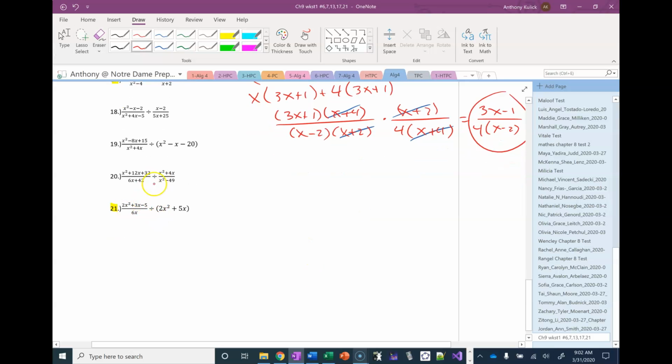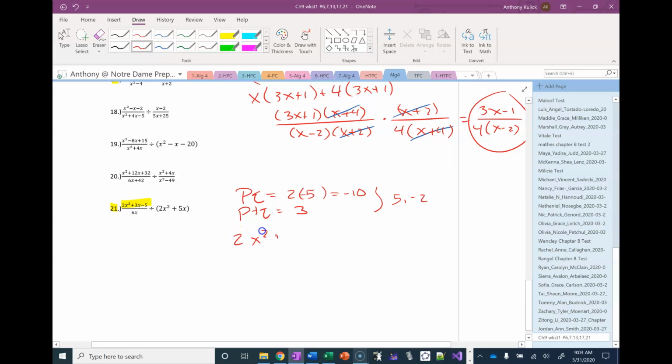Last up is 21. Again, probably the issue here is factoring 2x squared plus 3x minus 5. If you couldn't remember how to do that for the other ones, I'm sure it's probably been the same issue throughout. So again, two numbers that multiply to give me first times last, which is negative 10, and add to give me that middle, which is 3. So those two numbers are 5 and negative 2.